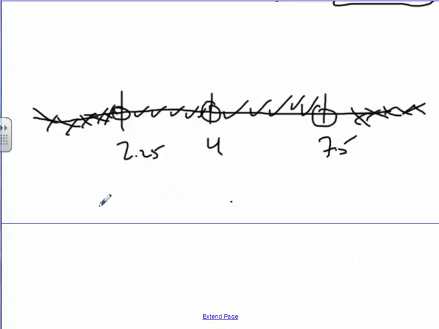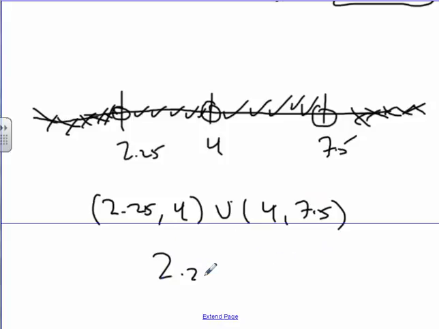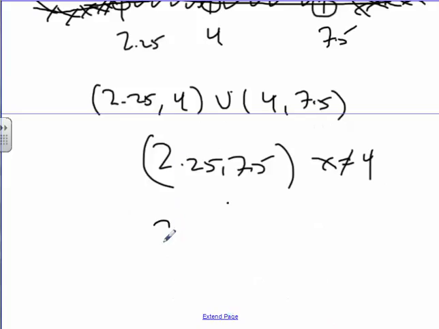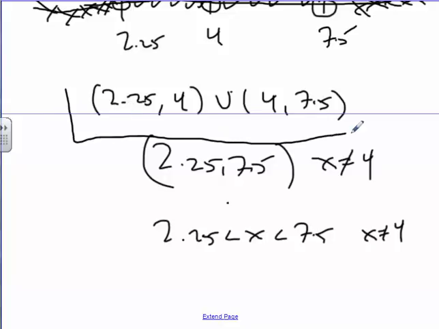There's a couple ways you can do it. You could say you're going from 2 1/4 up until 4, and then start again with 4 and go up to 7.5. That'll work. Or you could go from 2 1/4 up to 7.5, and then afterwards say there's an exception, x can't be 4. You could write it as 2 1/4 to 7.5 with the exception of 4. There's a lot of different ways you can write it. I think my preferred way is going to be this one here. Interval notation is very powerful. It's a nice shorthand way of being able to do things.